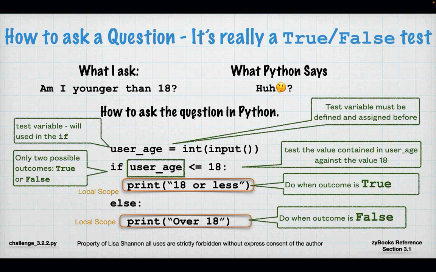Else cannot exist without an if. If you don't have an if before it, you can't have the else. And, as we saw just a minute ago, the indentation has to be proper. So print 18 or less will only get executed when user age is less than or equal to 18. Print over 18 will only get executed if user age is not less than or equal to 18. So that is how that works.